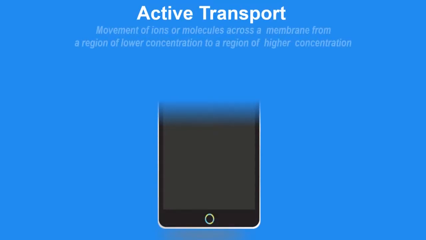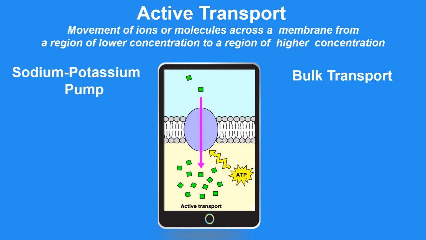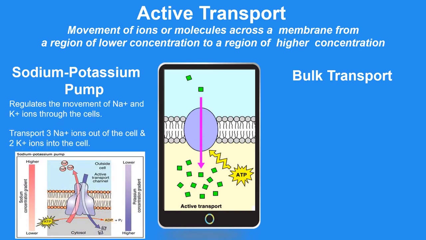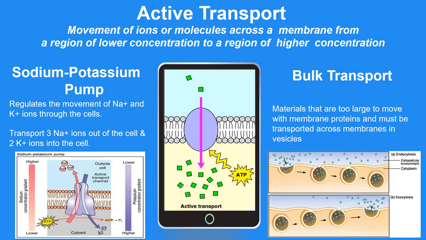Active transport is the movement of ions or molecules across a membrane from a region of lower concentration to a region of higher concentration, or against the concentration gradient. This process involves the sodium-potassium pump and bulk transport. The sodium-potassium pump regulates the movement of sodium and potassium ions through the cells, while bulk transport involves the transport of materials that are too large to move with membrane proteins and must be transported across membranes using vesicles.